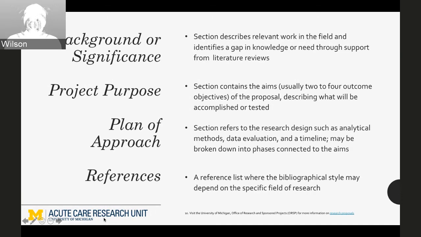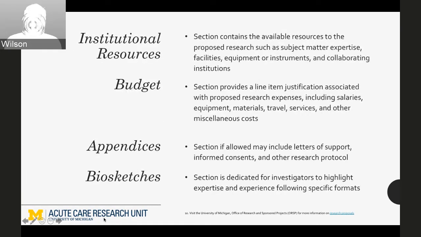In addition, you may want to include references. The reference list, where the bibliographical style may depend on the specific field of research. So you want to make sure you use the right style. This may include AMA format or APA format, among others. For institutional resources, this section contains the available resources to the proposed research. It will include subject matter expertise, facilities utilized, equipment or instruments, as well as collaborating institutions.